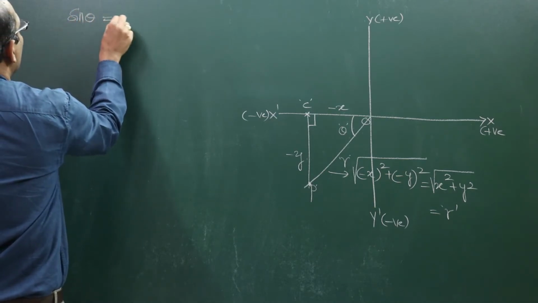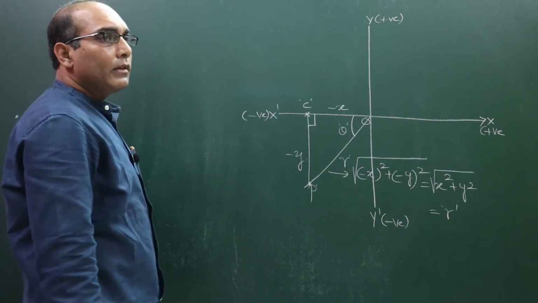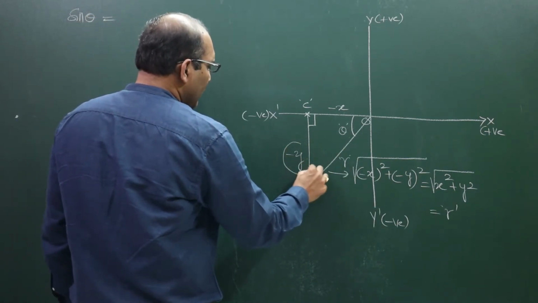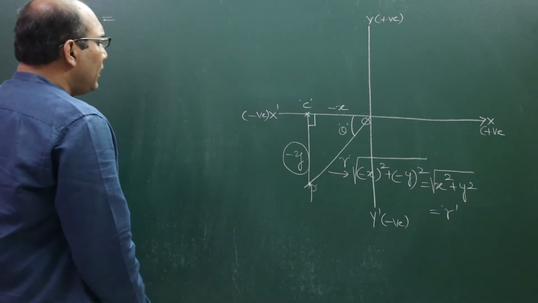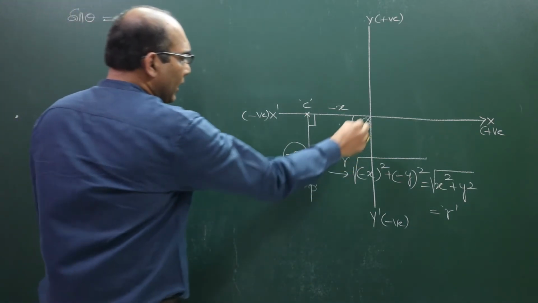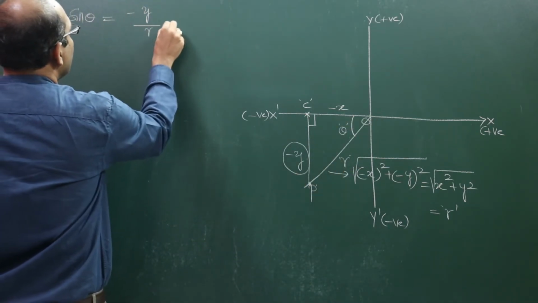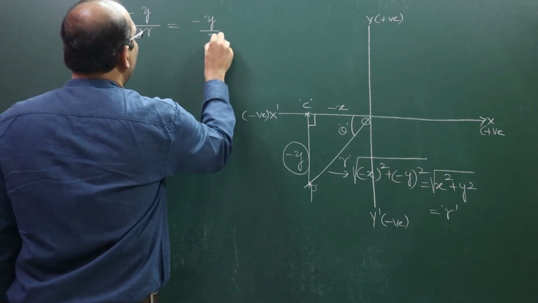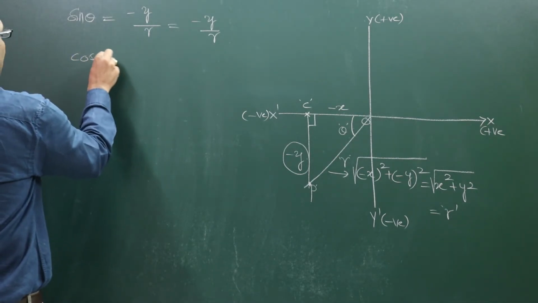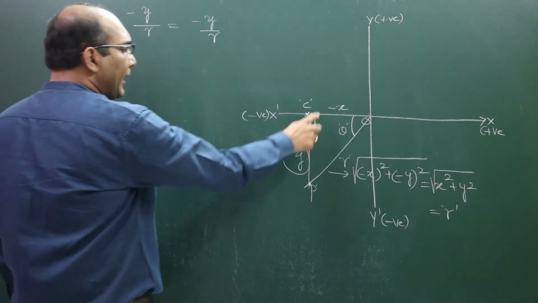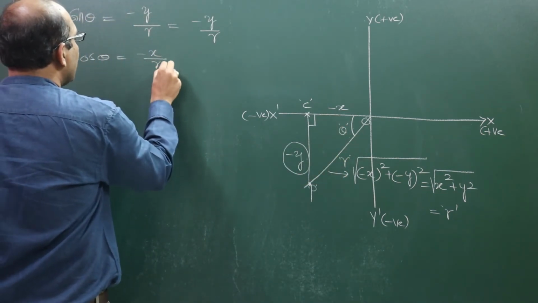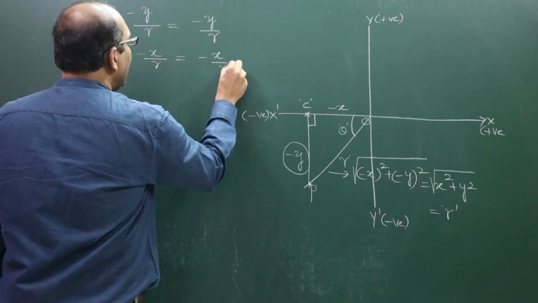Now, sin theta. Sin theta is equal to how much? Opposite side by hypotenuse. What is the opposite side over here? Negative of y, and the hypotenuse is r. So sin theta is negative y by r. Now what about cos theta? Cos theta is equal to adjacent side by hypotenuse, that is negative of x by r, negative x by r.